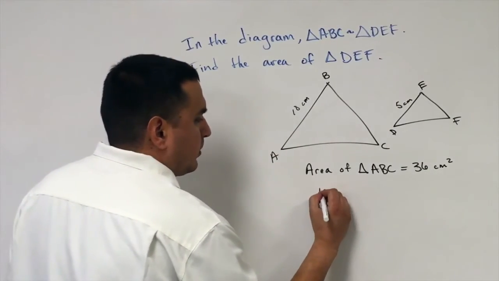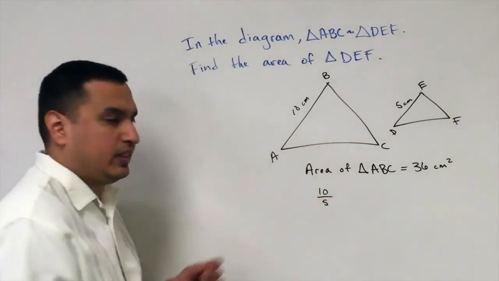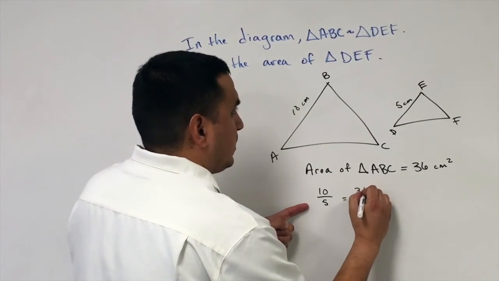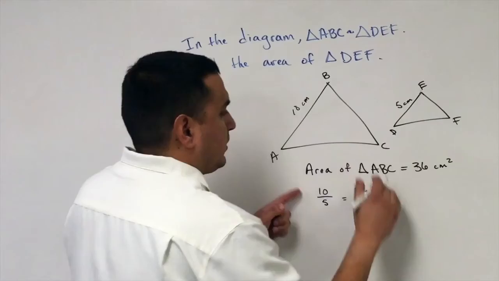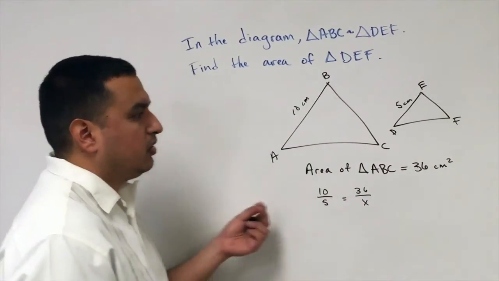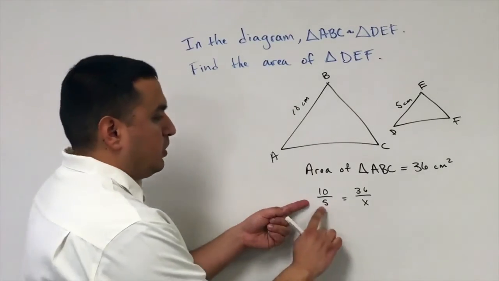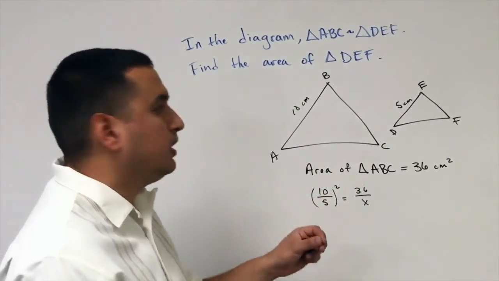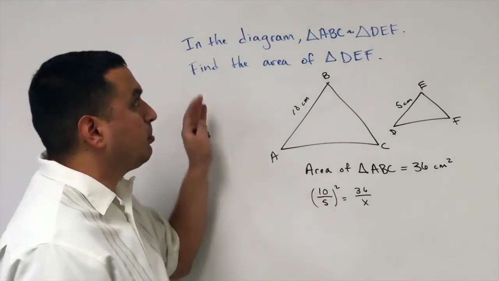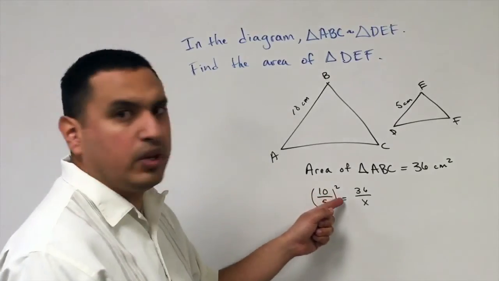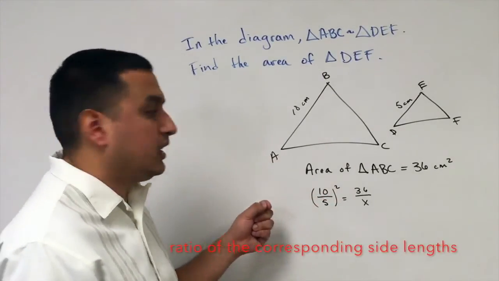So I know 10 over 5. Okay, that's the ratio of the sides. That's not necessarily equal to 36 over the missing area, which is triangle DEF. I'm going to put that as an X. Okay. What I have to do to this ratio is I have to square it before I solve it. That's the difference between perimeter and area. The ratio of the areas is the ratio of the sides squared.